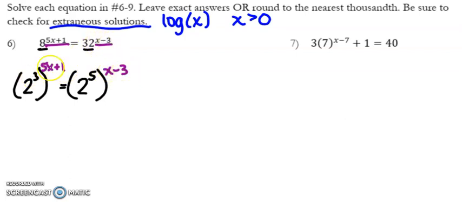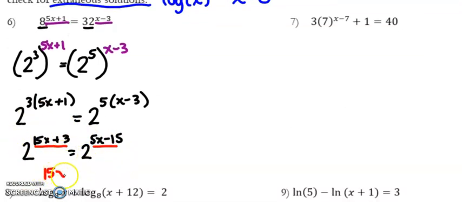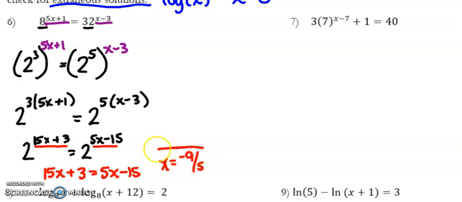The next thing then, when you have a power raised to a power, is you multiply. So 2 to the 3 times 5x plus 1 equals 2 to the 5 times x minus 3. Well, that means 2 to the 15x plus 3 equals 2 to the 5x minus 15. And since I have a common base, it means whatever is in the exponents must be equal to each other. So 15x plus 3 has to equal 5x minus 15. If you go through and solve this, you get 10x equals negative 18. X itself is equal to negative 9/5.